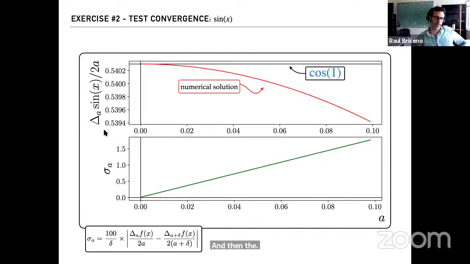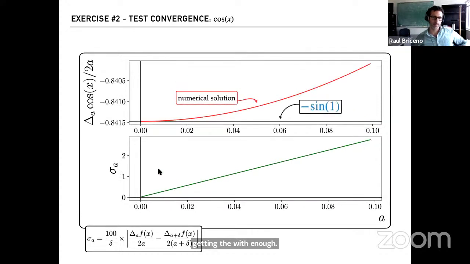Cosine, the derivative of sine is cosine, and indeed I am getting that with enough determinations of a. I'm getting something that quickly approaches cosine of 1, again with tiny errors. Same thing, the derivative of cosine is equal to negative sine, and that's what I'm getting. I'm converging to negative sine of 1.